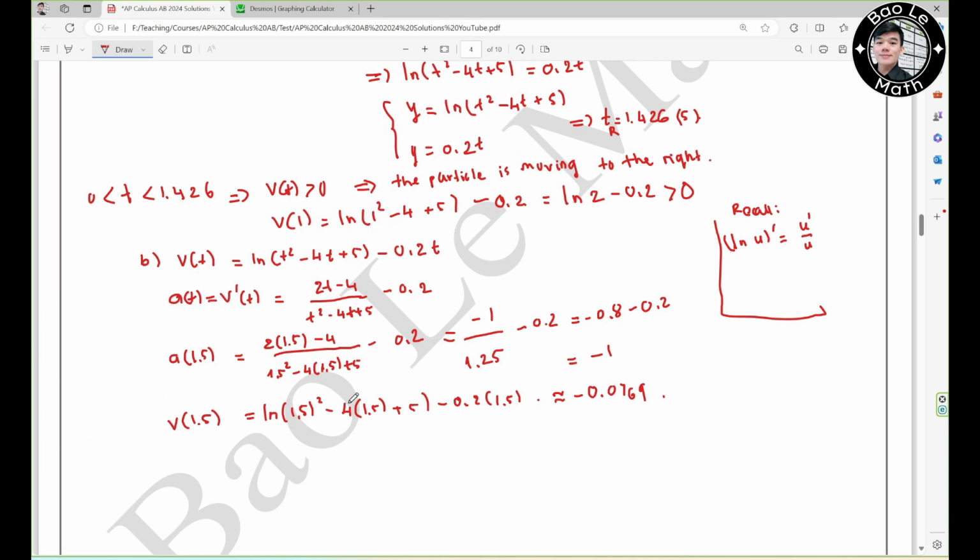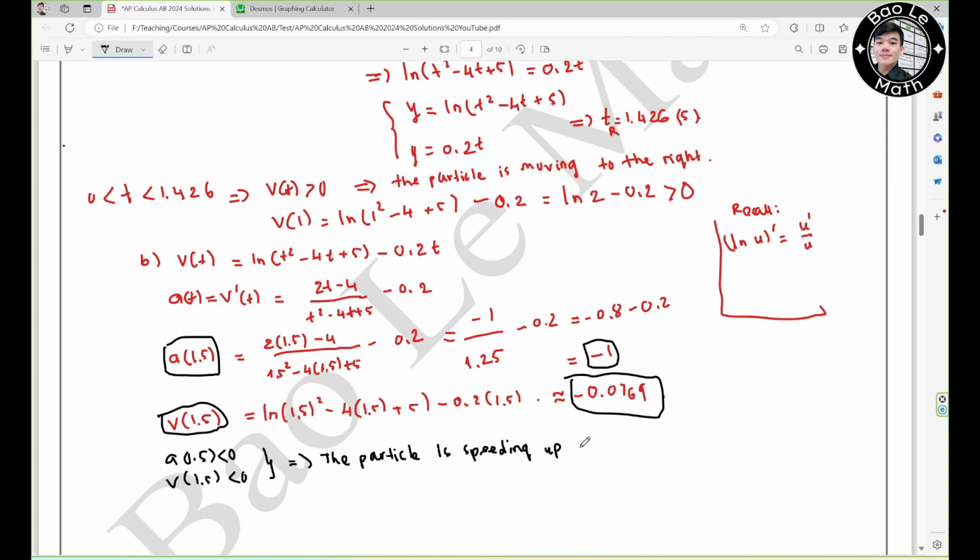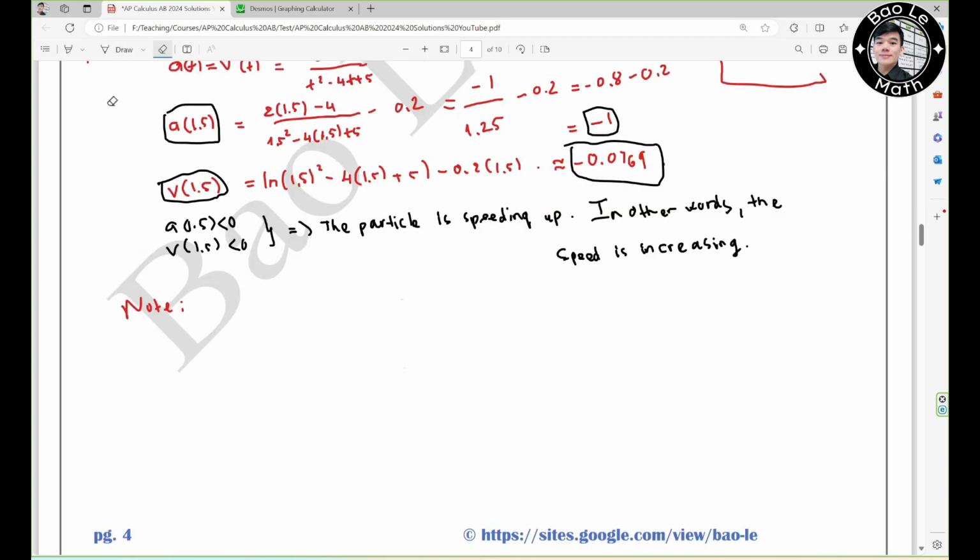Alright, so we see that the acceleration is negative. The velocity is negative. So since the acceleration and velocity have the same sign at 1.5, this tells us that the particle is speeding up. In other words, the speed is increasing. Velocity, acceleration, positive, positive, same sign, negative, negative, speed up. Our speed is increasing.